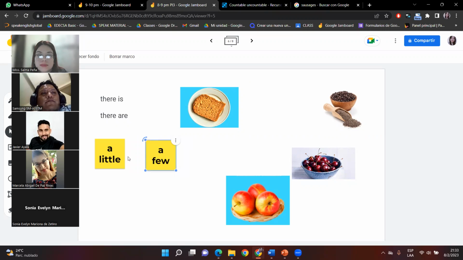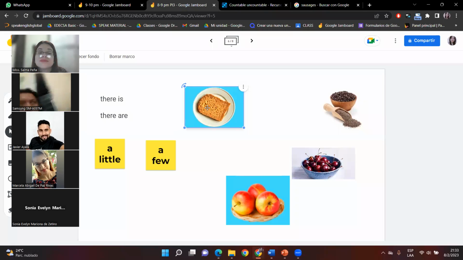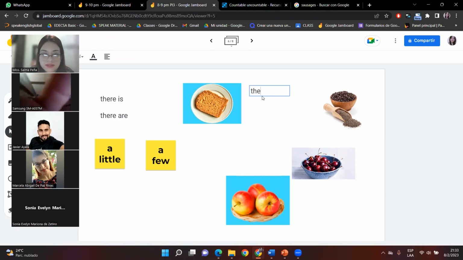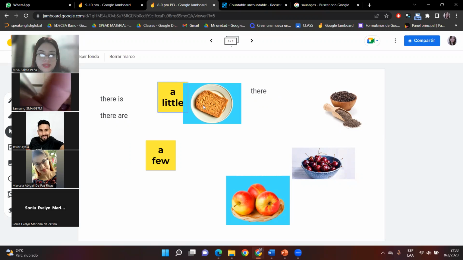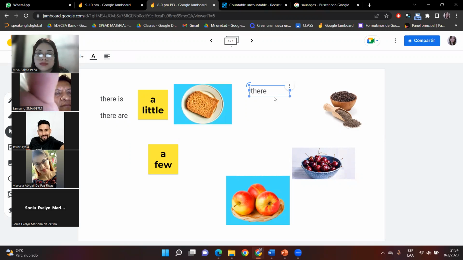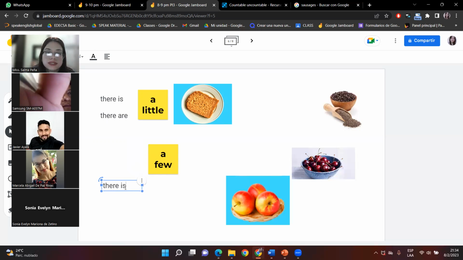But in this case, if I see the picture, it's one piece of bread. Okay, okay. Change the structure if you tell me. No, there is a little bread, a few bread. A liter, a few. Okay, I will explain this. There is a piece. You tell me.